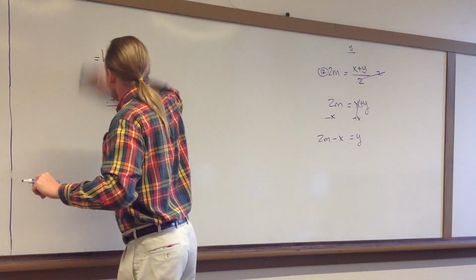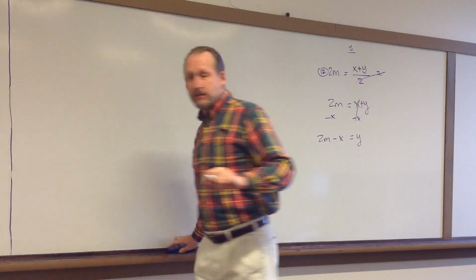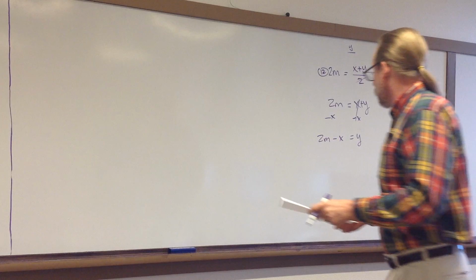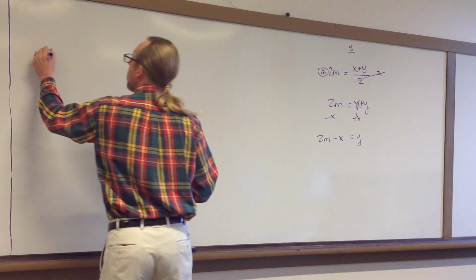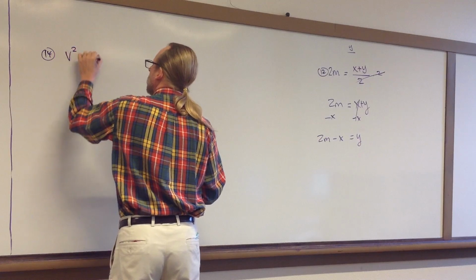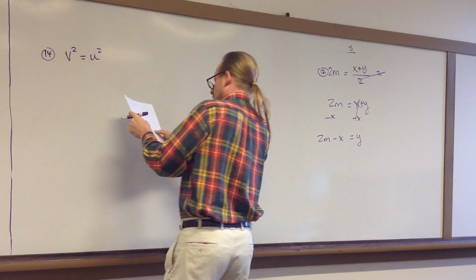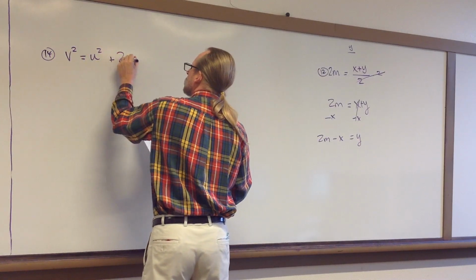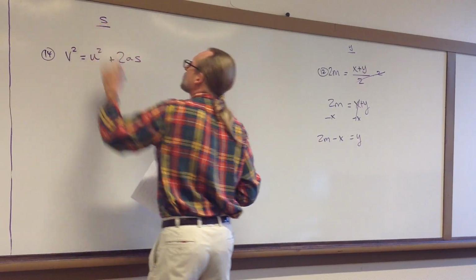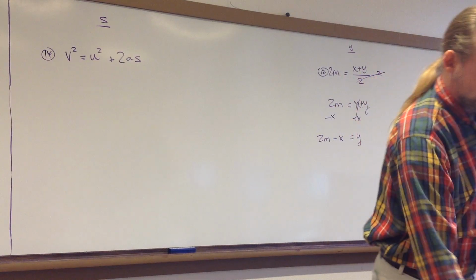Okay, I've got a couple more problems to look at. Let's see, problem 14. Let's see, v squared equals u squared plus 2as, and we want to solve for the s.